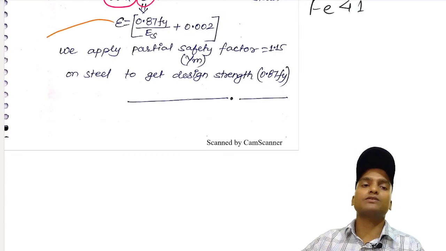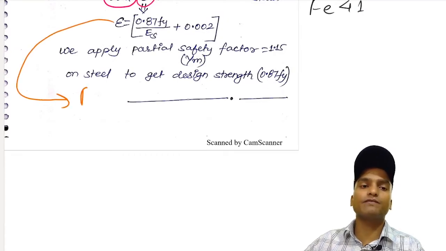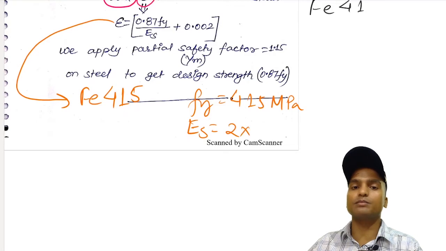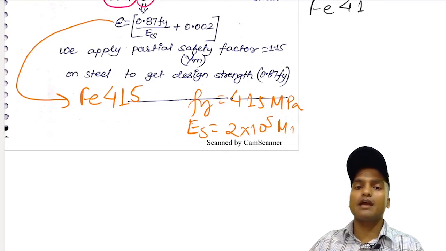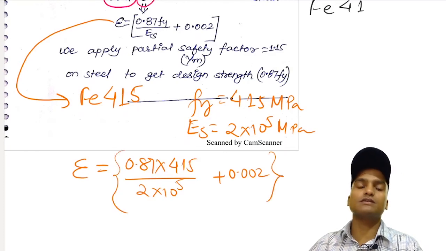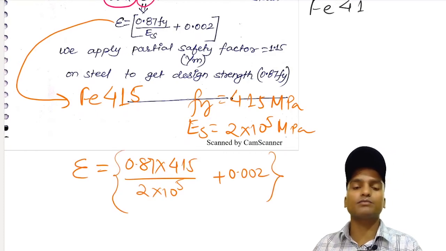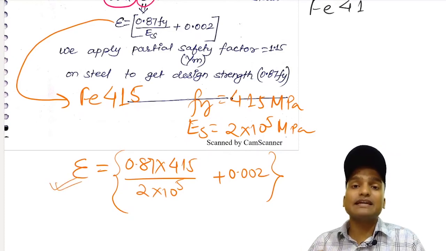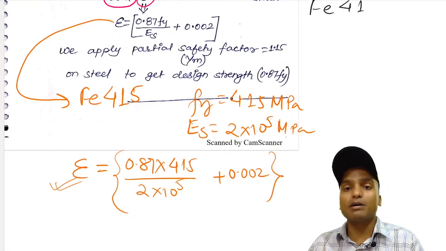So if I ask you to calculate the strain value for Fe415, how are you going to proceed? In Fe415, Fy is 415 megapascal. This is very clear, and we know the elastic modulus of steel is equal to 2 into 10 to the power 5 megapascal. When we put both these values, this is very easy, and numerically you can calculate it from the calculator, and you can get the value of strain corresponding to the design yield strength of deformed bars.